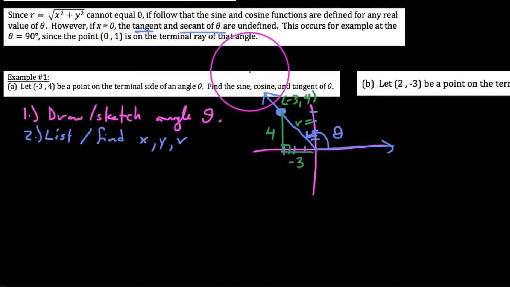If we're going to use these definitions of sine, cosine, and tangent and their reciprocals, then we need to know all 3 of these values here. So we were already told an x value and a y value. The only thing we don't know is the r value. That's okay. We'll go find it.